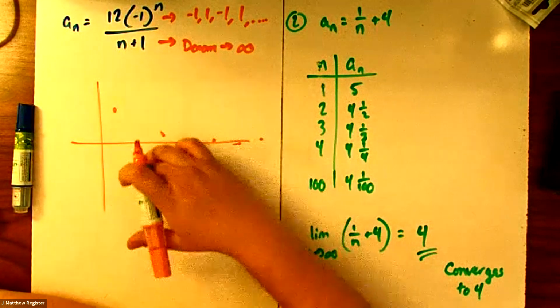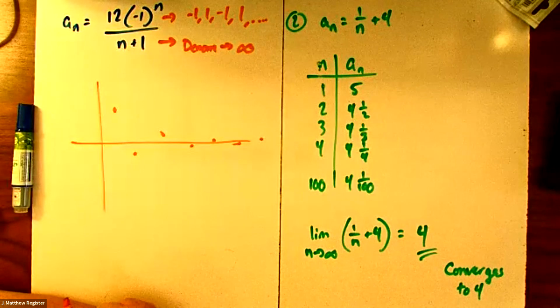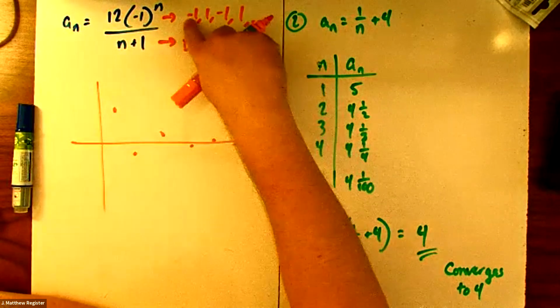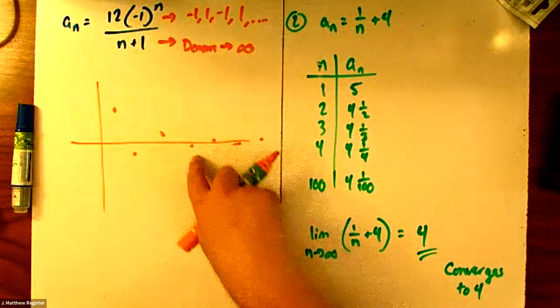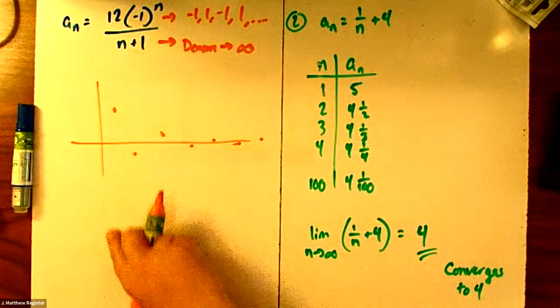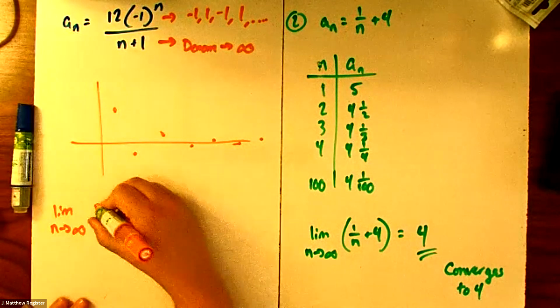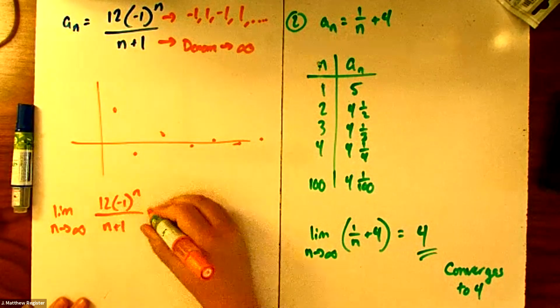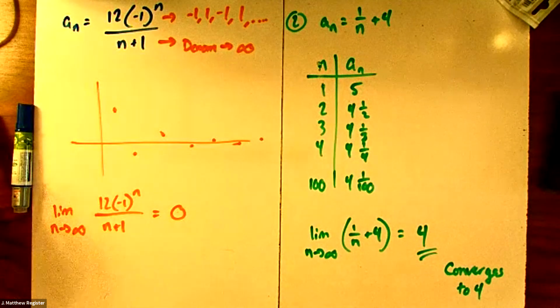And notice it's going back and forth, but each time you're going further on down the road, it's still getting very, very close to 0. And that's really what the limit is going to be for this one. Even though it's oscillating, this denominator means that the entire thing is going to 0. It's just going to be bouncing back and forth until you hit 0. And so in this case, the limit as n goes to infinity of 12 times -1 to the n over n plus 1 is equal to 0. This function converges.